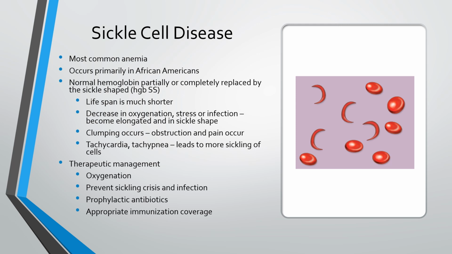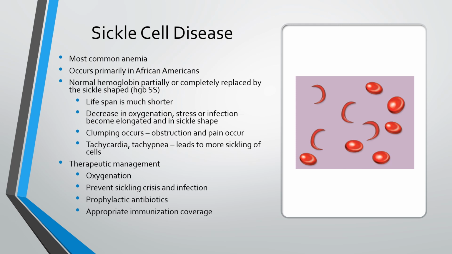So this is the most common anemia. It is an autosomal recessive disorder. It occurs primarily in our African American population. About 1 in 12 African Americans are carriers, and about 375 infants are born in the United States with sickle cell. It can also occur in our Mediterranean, Middle Eastern, and Indian descents as well.